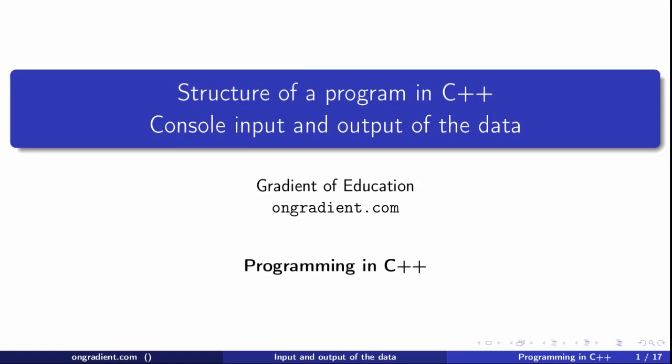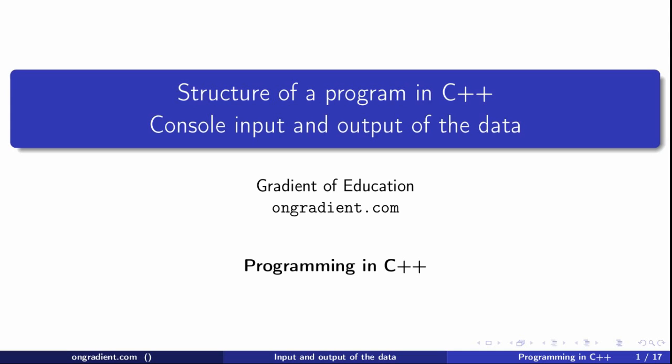You are watching the second part of the first lesson from the course Programming in C++. We will work with a few examples that will teach us how to output information from the program in C++ to the console. In the first part of the lesson, we downloaded files with the code examples from the website ongradient.com. There are comments in these files.